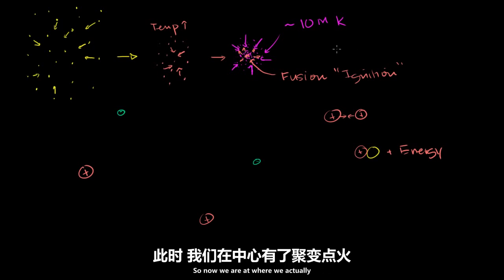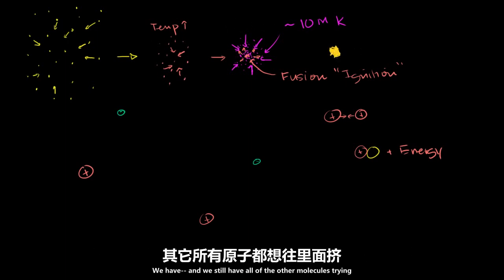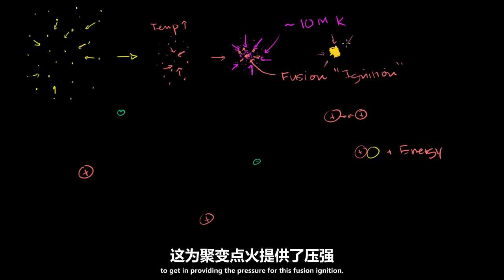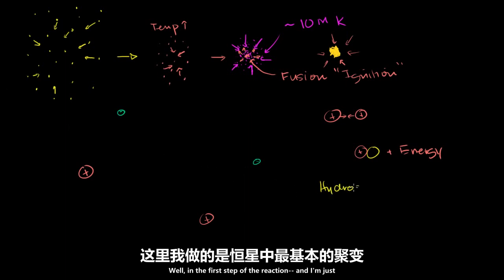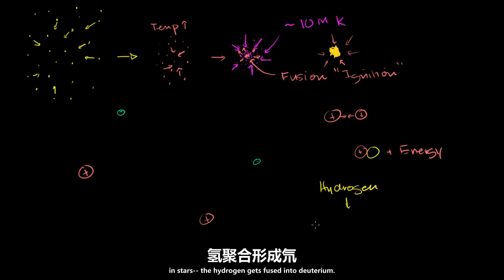So now we are where we actually have the ignition at the center. And we still have all of the other molecules trying to get in, providing the pressure for this fusion ignition. Now, what is the hydrogen being fused into? Well, in the first step of the reaction, and I'm just kind of doing the most basic type of fusion that happens in stars, the hydrogen gets fused into deuterium.